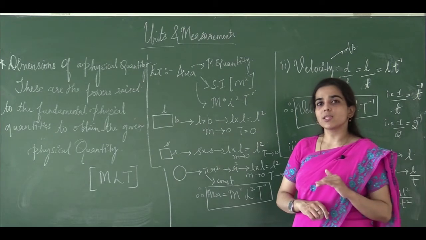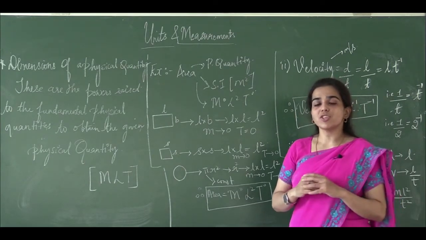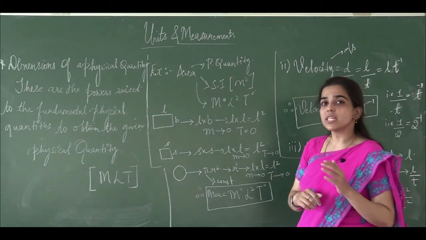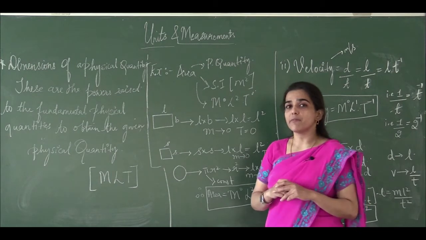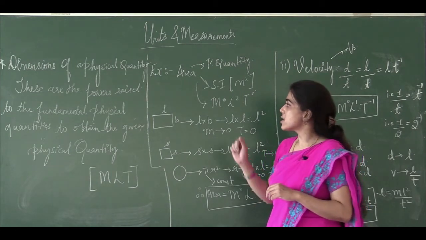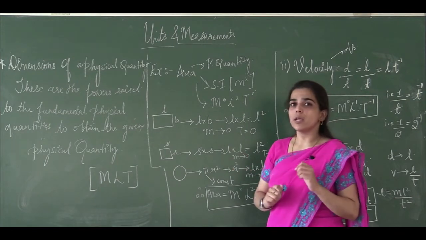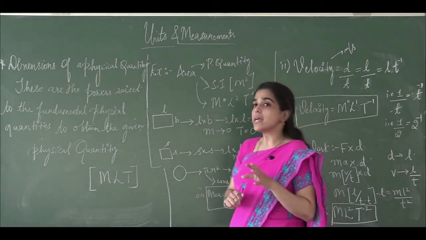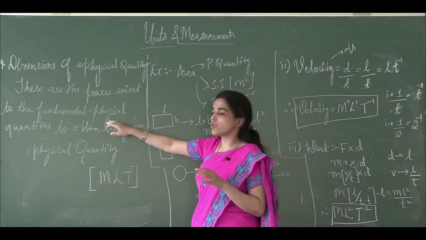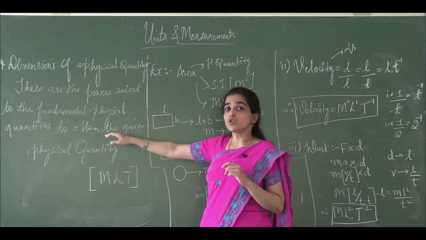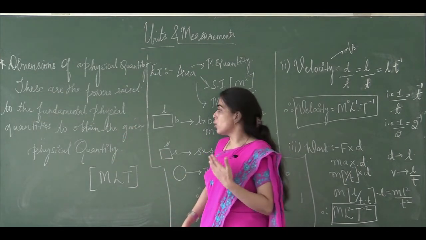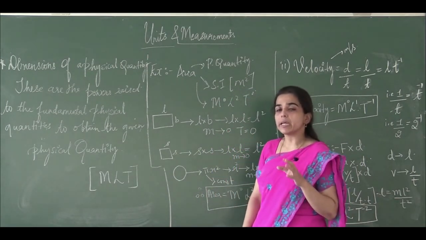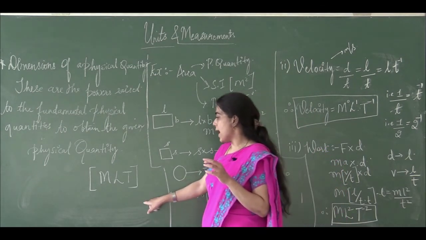Now let us look at dimensions, the dimensions of physical quantities. What are these dimensions of physical quantities? They can be defined as the power raised to a given fundamental quantity in order to obtain the given physical quantity. Let me repeat: it is the power raised to the fundamental physical quantity to obtain the given physical quantity. Basically, these dimensions are represented in the form of mass, length and time.